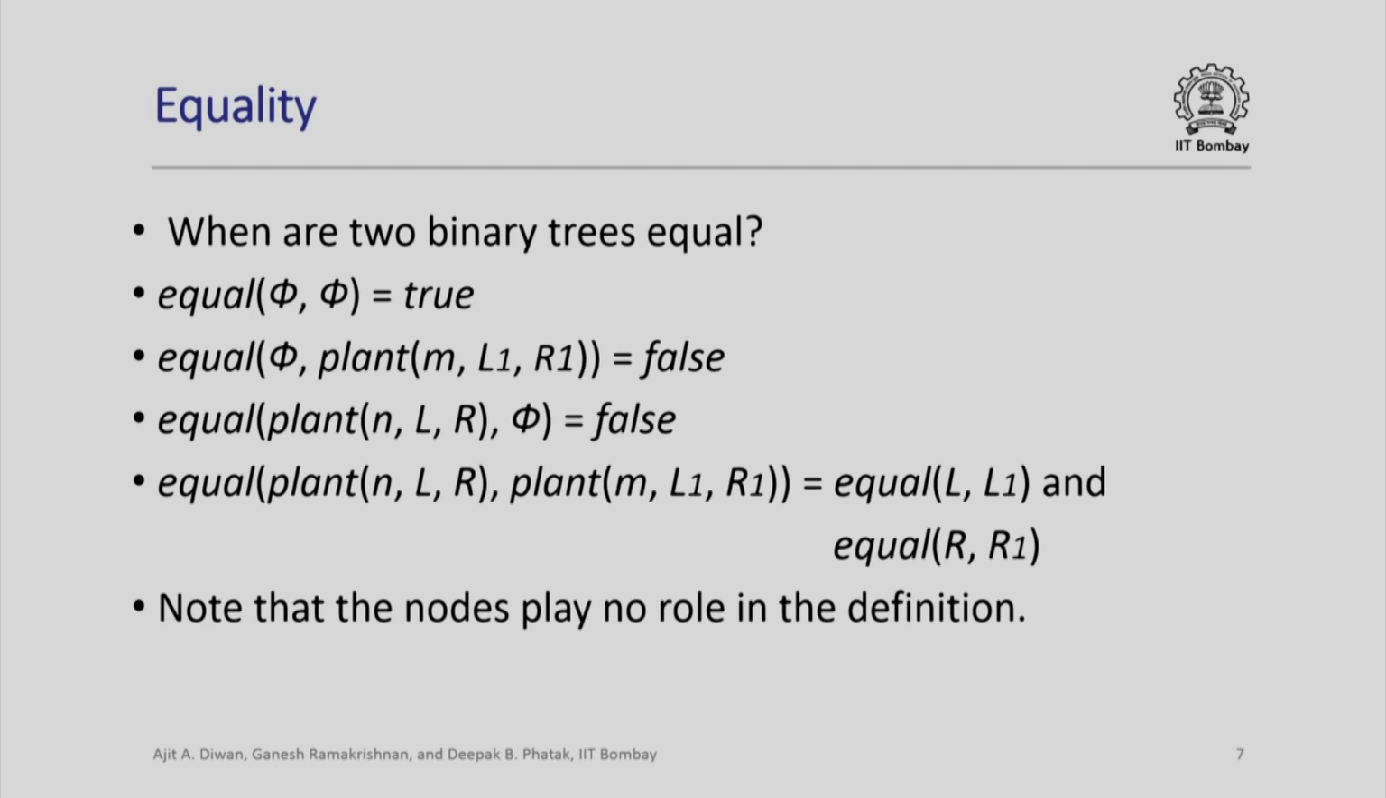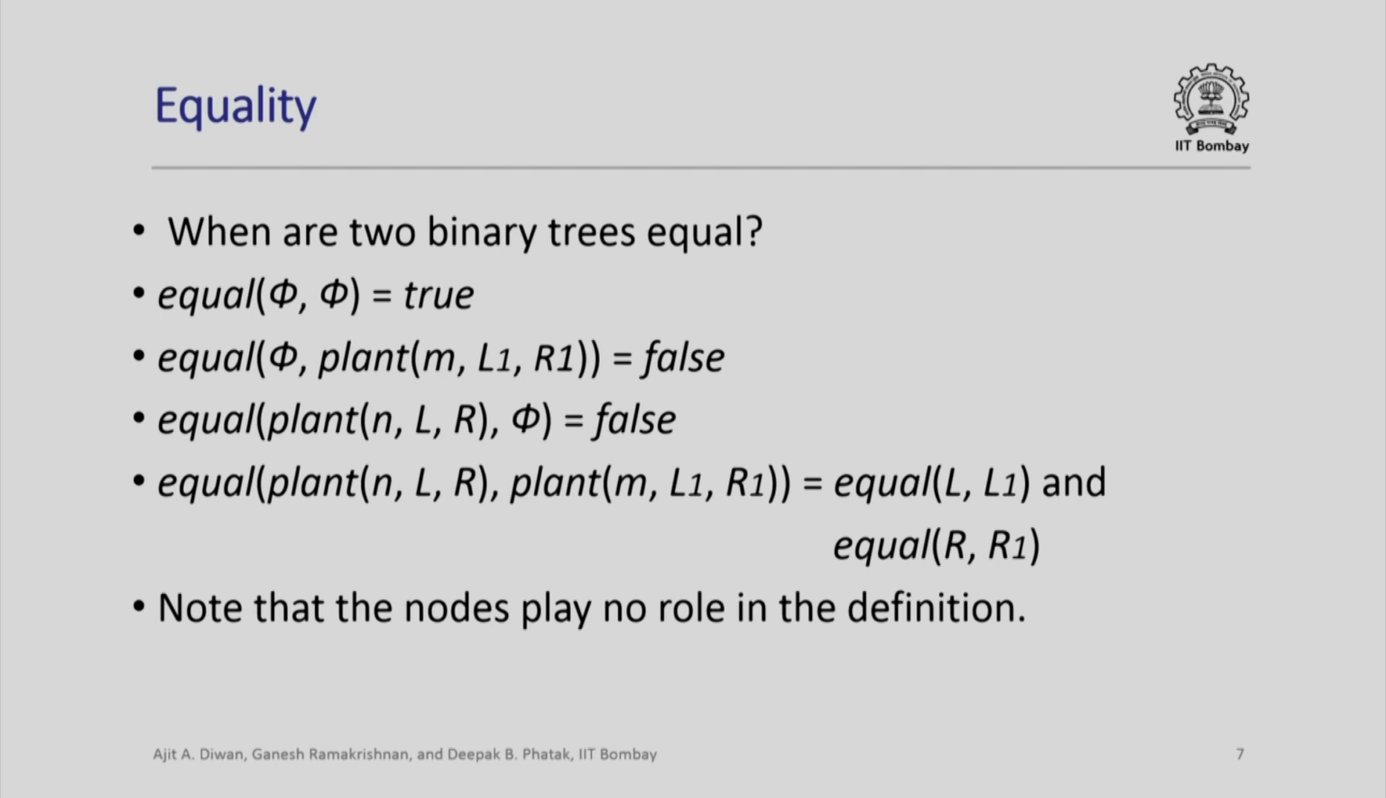So, when do we consider two binary trees to be equal? Equality is again a function that we need to define on any type. When are two values of a given type considered to be equal? So, the empty tree is always equal to itself. It is not equal to any tree obtained by planting two trees L1 R1 at any node m, and similarly the tree plant N L R is not equal to the empty tree for any L and R.